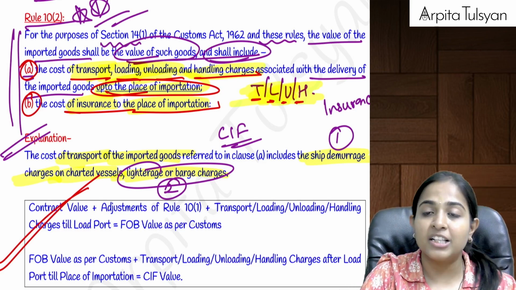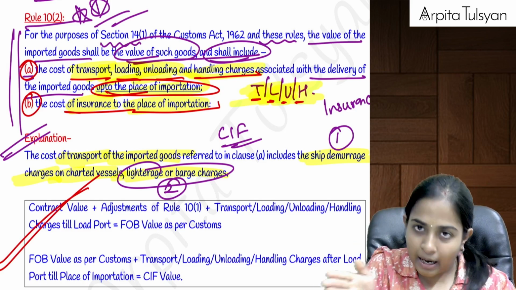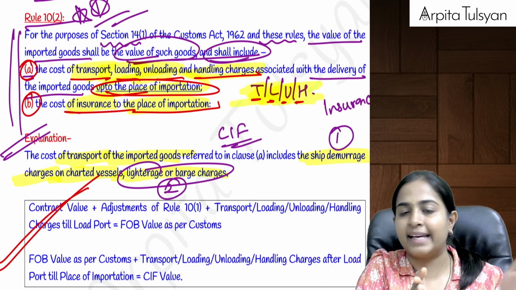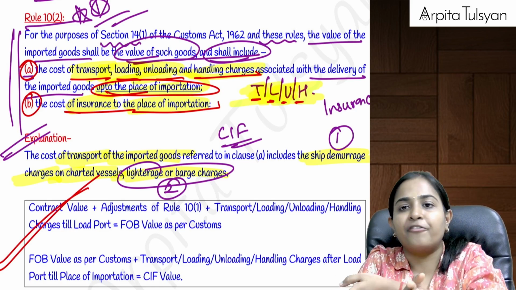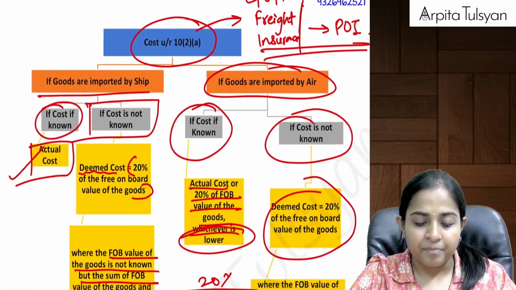Plus, once the goods have come into Indian waters or Indian territory, if you have paid ship demurrage charges, lighterage or barge charges, even that will be added, because that is up to the place of importation. Anything paid after that, for example transshipment charges, will not be added. Are you clear with this?